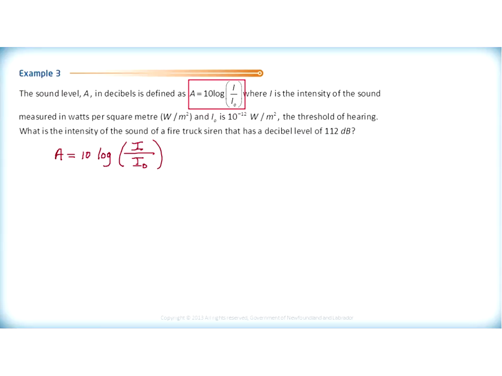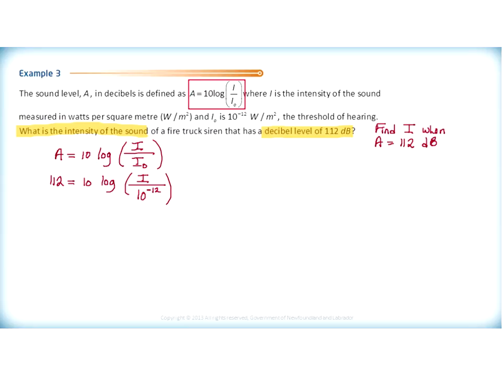So in this case, it's asking what is the intensity of the sound when the fire truck siren has a decibel level of 112 decibels. So basically what we are asked to do is to find the value of I when A is equal to 112 decibels. So substituting in this value for A, we have 112 is equal to 10 multiplied by the log of I divided by I0, which is simply 10 to the negative 12.